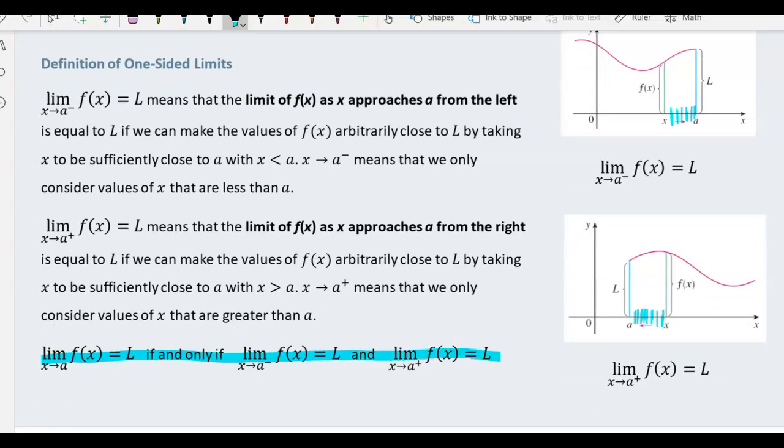We will say that the limit exists overall only when both, oh, sorry, not that one. Here, the limit exists if and only if. It's only going to exist if we have the left-hand limit equaling the right-hand limit. These two have to be equal to say that the limit exists overall.